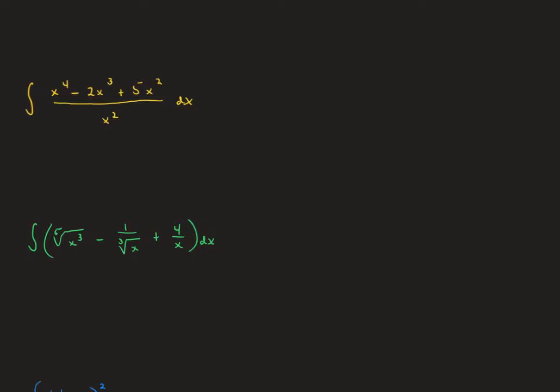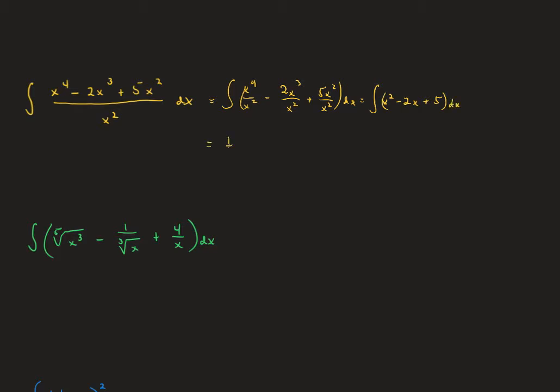The next one, the trick to this is to split this up and call this x to the fourth over x squared minus 2x cubed over x squared plus 5x squared over x squared dx. And then we can simplify that further. So x to the fourth over x squared is just x squared, and then we'll get a minus 2x and plus 5 dx. And then we can integrate each of these.